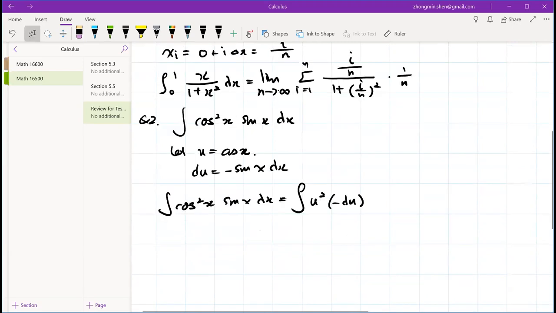All right. So the antiderivative of u squared will be 1/3 u cubed, and don't forget the constant. This is a general antiderivative, the most general antiderivative. Then cosine u is going to be cosine x. So that's the answer. I don't see any other methods you can use here.